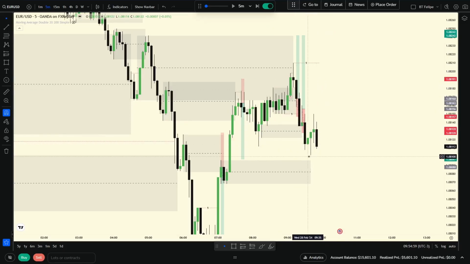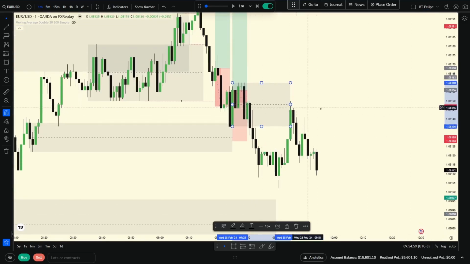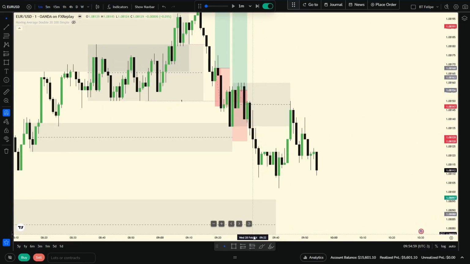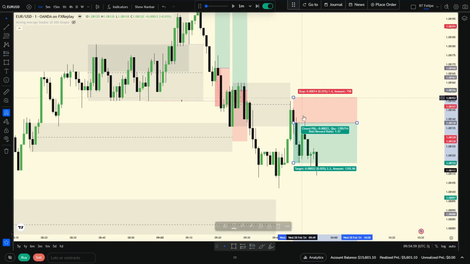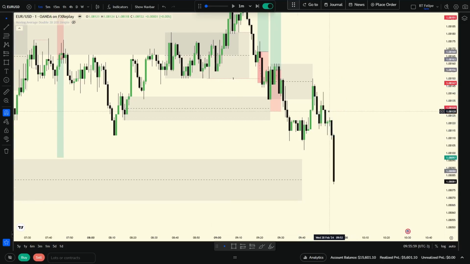Can I short here? Oh yeah, I can. Like one leg, two. This was the third one. Maybe it was mitigated? No. Yeah, I could have shorted here. Fuck, I missed this one.